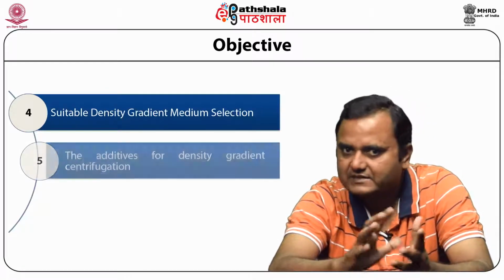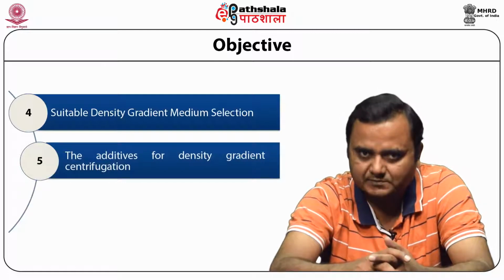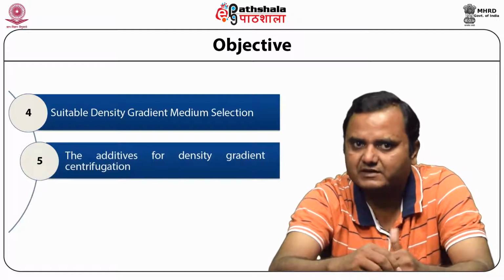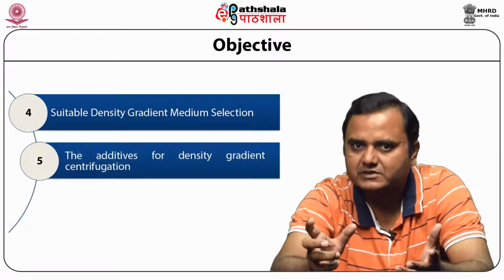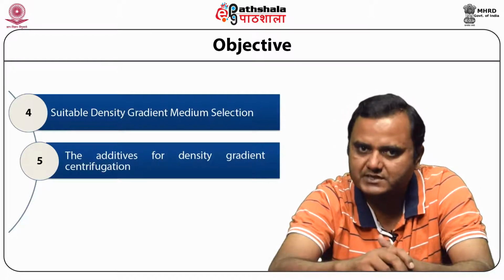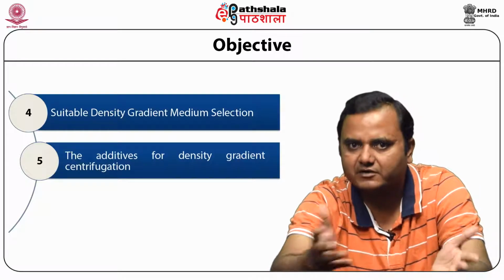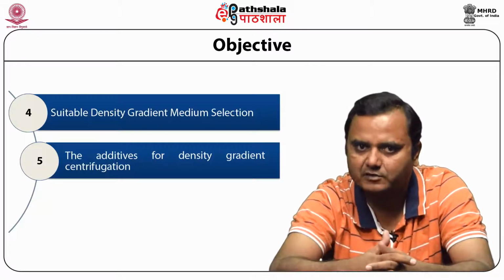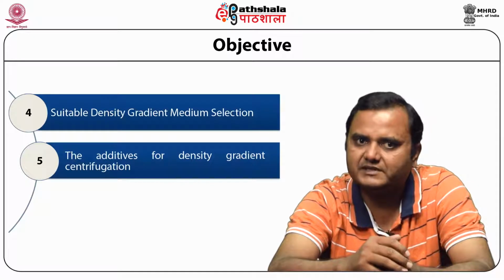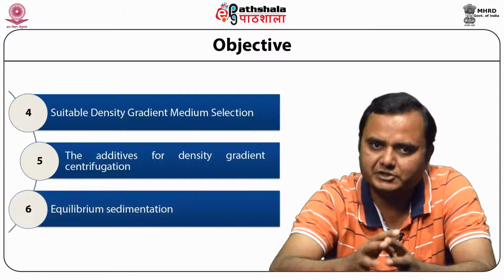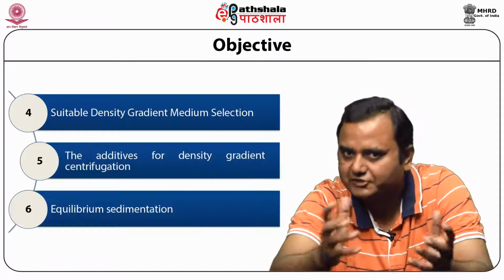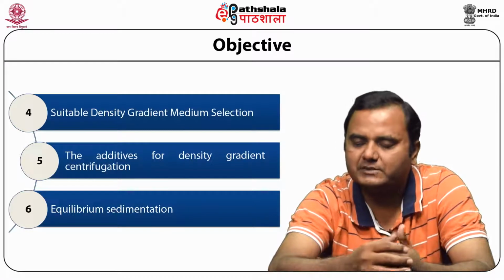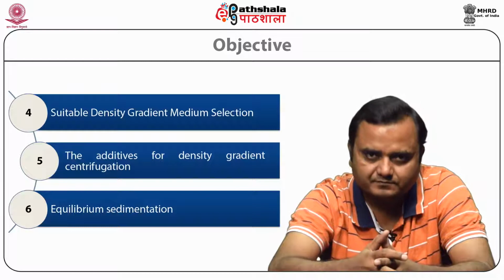Then there are some additives used for density gradient preparation. Again, we will discuss what the ideal additives are, and in what condition, what kind of additive can be used for the differential centrifugation process for the separation of cell organelles and other biological macromolecules. And at the last, we will discuss the equilibrium sedimentation process that is used for the separation and calculation of some information about particular molecules.